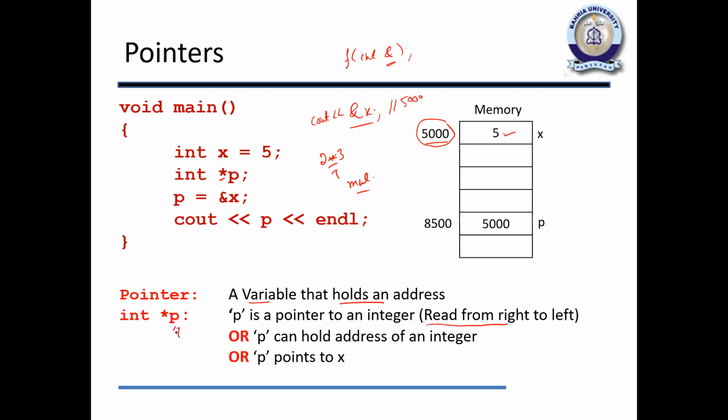So you say p. What is p? P is a pointer to an integer. So you read it in this direction: p is a pointer to integer. In other words, this star is read as pointer when it is appearing in a definition.